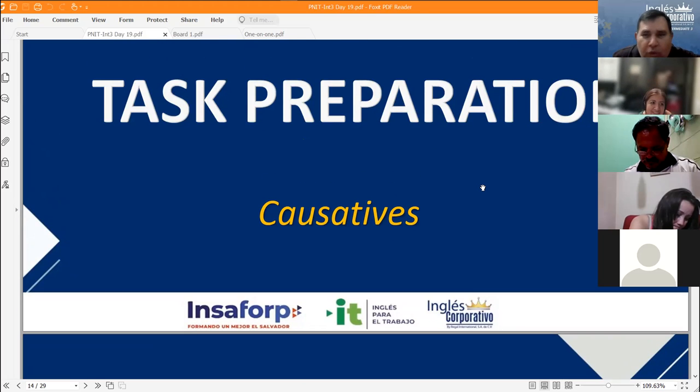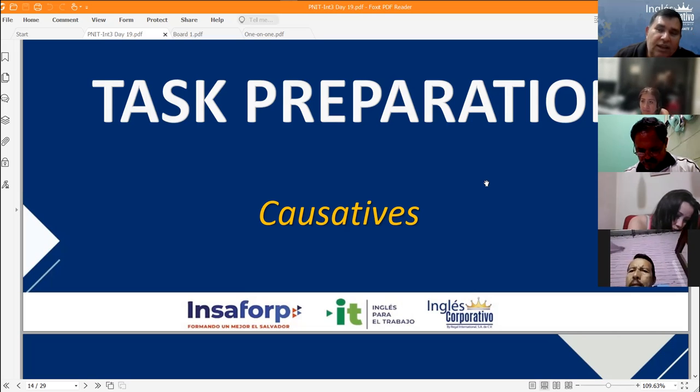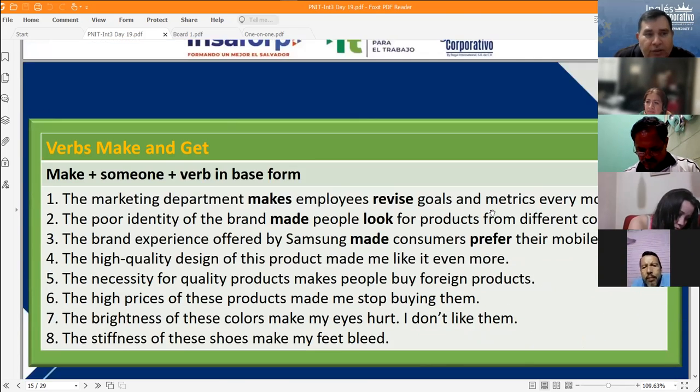All right, we're going to be working on causatives. You say, teacher, causatives, what's that? The causatives are situations in which one person makes other people do something. The person doesn't participate. The person probably receives the benefits, but the other people work for this person. You're going to see how. Check this out.